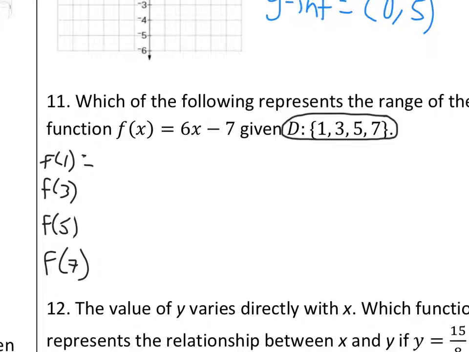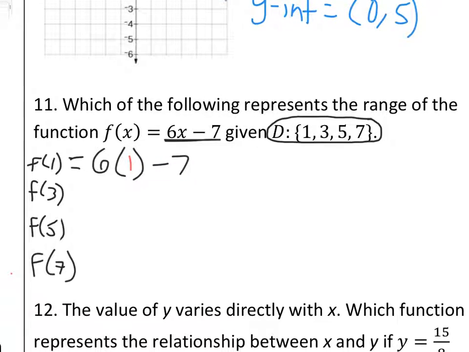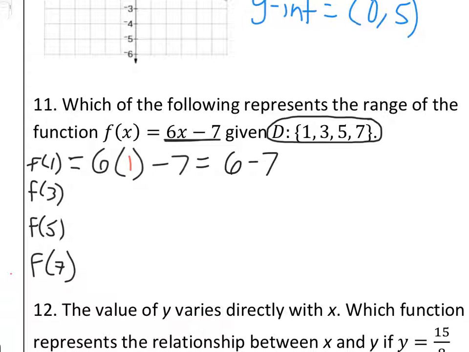Okay, so f of 1 is equal to, we're just rewriting this function here. Instead of 6x minus 7, you're going to just plug in all of these numbers. So in the first one, we're going to have 6, and instead of times x, we're plugging in 1, minus 7. Okay, and then when you find this answer, this is going to be 6 times 1 is 6, minus 7, and then that is going to equal -1. So this is one of your range values, -1.